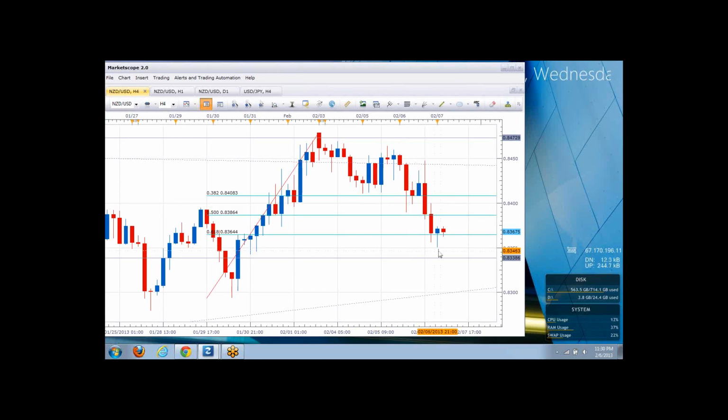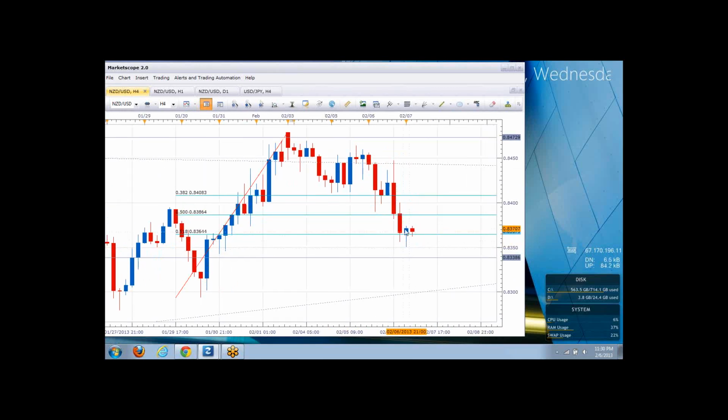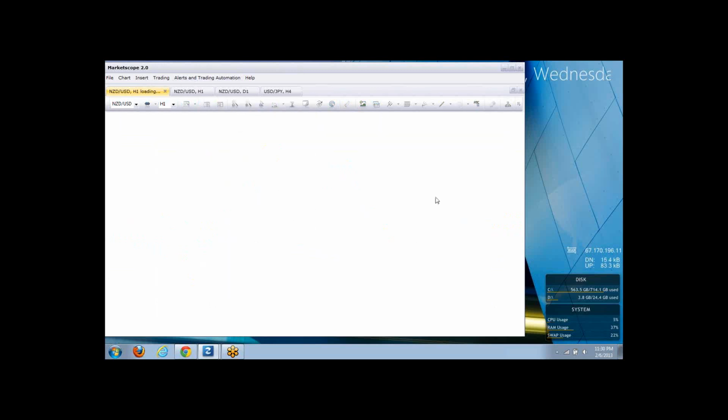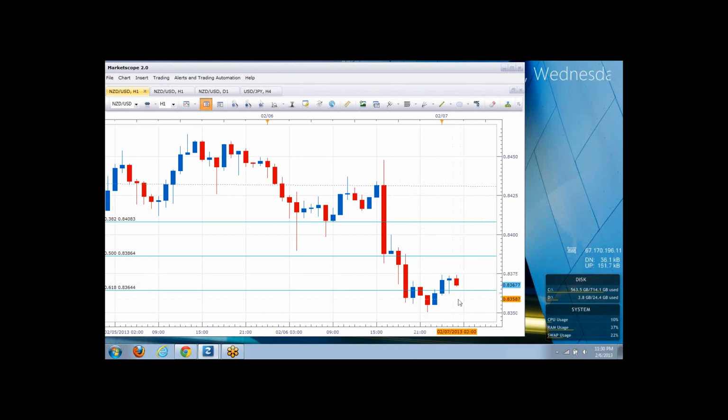It currently looks like definitely the sellers are in control for now, but it's struggling to close below the 61.8 level on the daily chart. I think that concludes my analysis for this one. Oh, look, the hourly chart is starting to move to the upside for now.